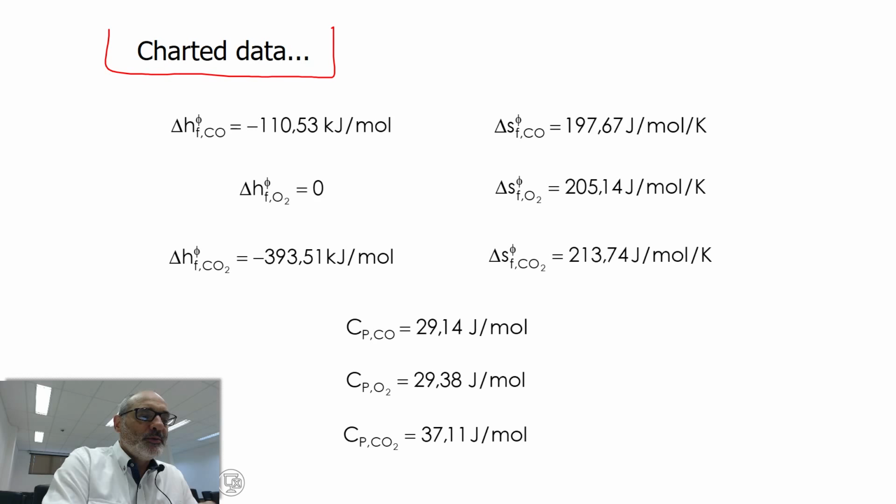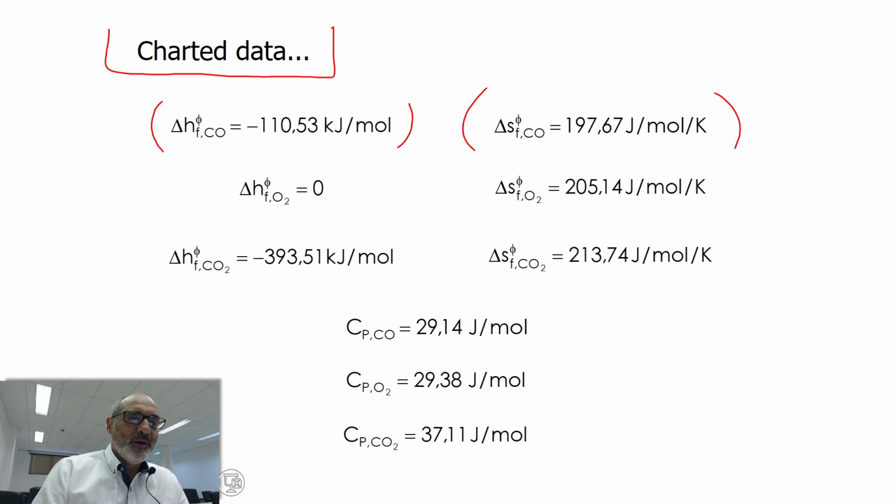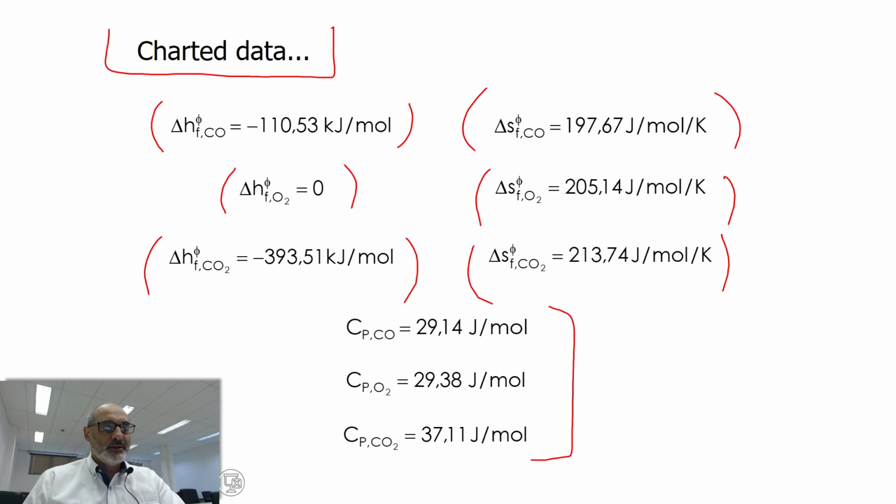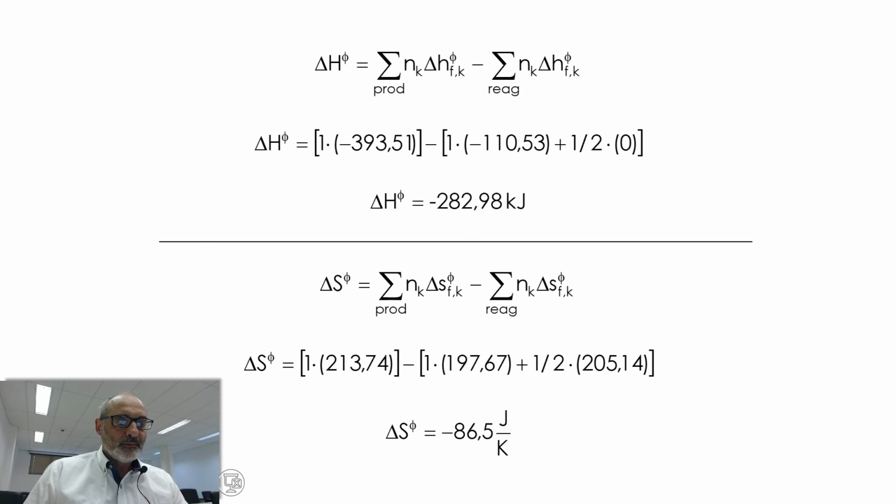To apply these equations, we need some charted data. They are here. So the formation enthalpy of CO is given here. These are simply charted data. Formation entropy of CO is given here. Then for O2 it is 0. This is entropy formation. Same for CO2, and we're going to need the specific heats of CO, O2, and CO2. So let's use this data and calculate all terms of Gibbs free energy.